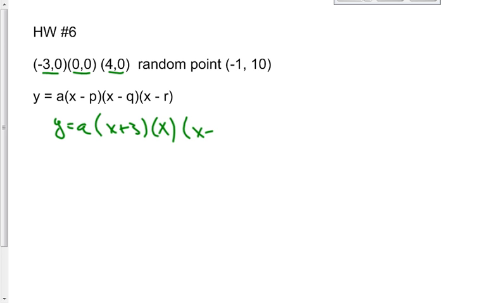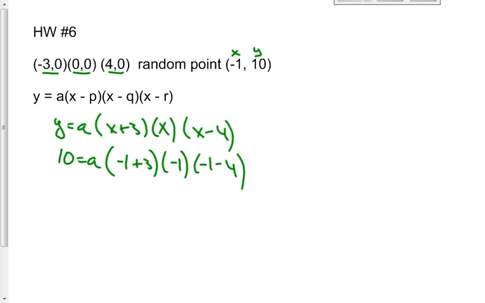Random point representing x and y. Y is 10. X is -1, so we've got -1 plus 3, -1, -1 minus 4. Cleaning this up, a, 2, -1, -5. Here's -2 times -5 is 10. So 10 equals 10a. A is 1.